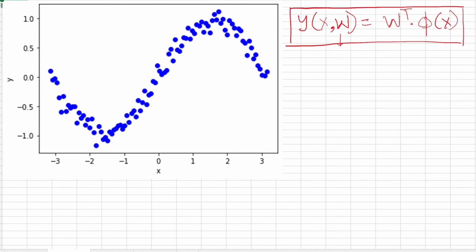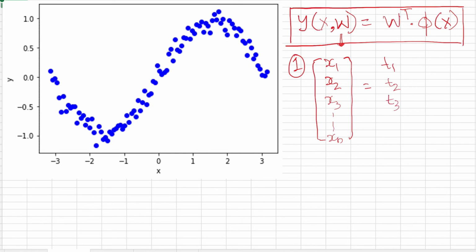This is what we will use. So to tune the perfect value of w, we will approach the error minimization technique, right? What this technique is saying is that we have a data set which is x1, x2, x3 and xn, and at the same time we have t1, t2, t3 and tn. This is the training data set we will use.